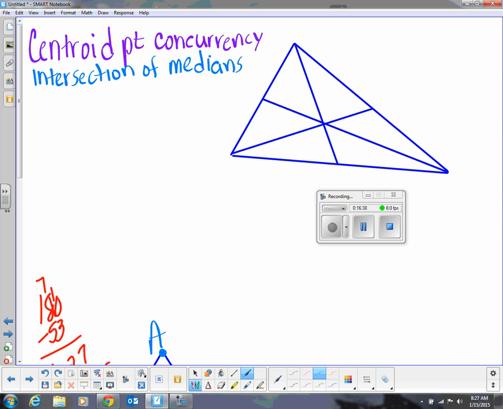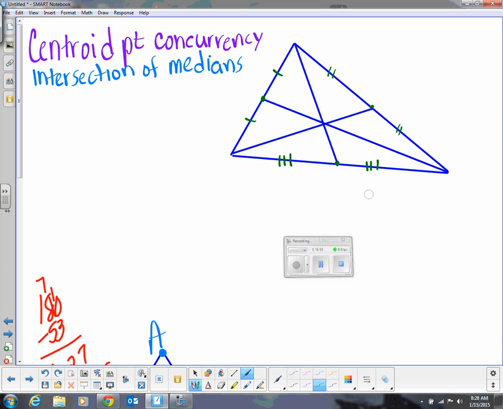So this diagram was not marked. So I'm testing to see, do you understand the concept of a centroid? Which means this is a midpoint, this is a midpoint, and this is a midpoint. Which means these two sides are equal, those two sides are equal, and these two sides are equal. All right? If they don't tell you that this is a centroid, they will have those tick marks on your diagram.